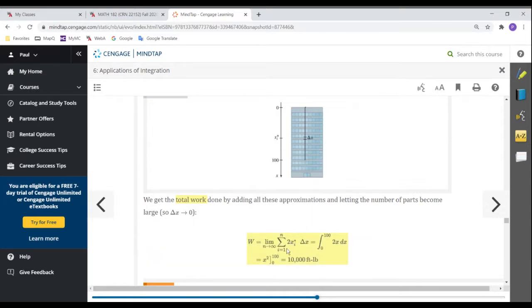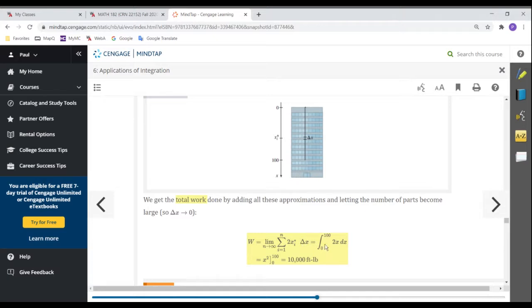But you let n go to infinity. Of course, your approximation is going to get better and better if you cut the cable up into tinier and tinier pieces, because over a tinier piece, the force acting on that piece of cable will be approximately constant, and the tinier the piece is, the better the approximation that force is going to be acting on that ith piece of cable. So the work is the limit as n goes to infinity, of the sum from i equals 1 to n of 2xi delta x.